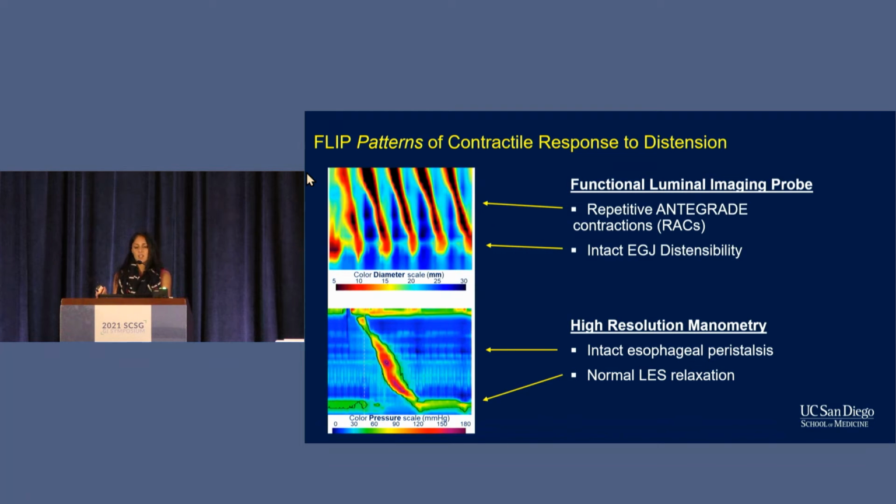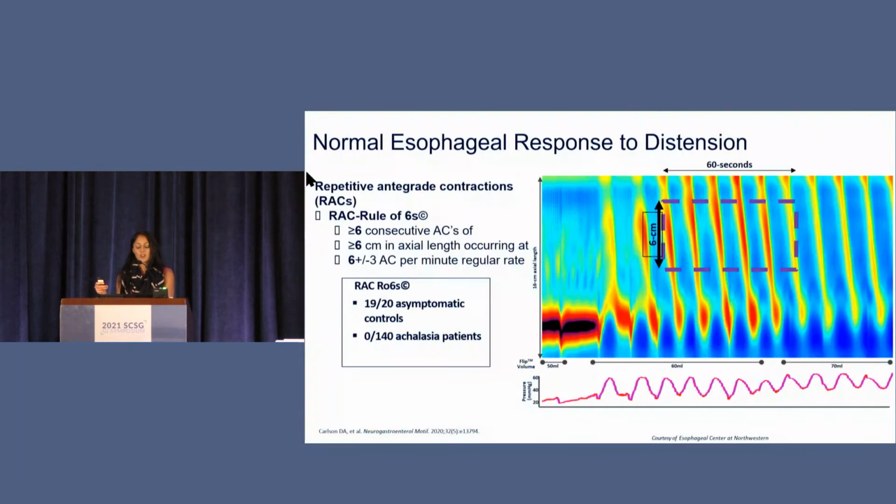You might see this pattern on FLIP in a patient that has this manometry, where in response to swallowing, there's beautiful esophageal peristalsis and the LES relaxes. There's been a lot of work done to understand what is the relevance of this rack pattern. And this data comes from Dusty Carlson and John Pandolfino in the Northwestern group.